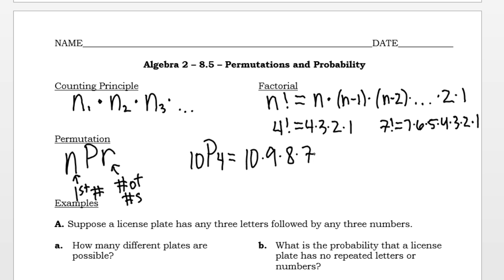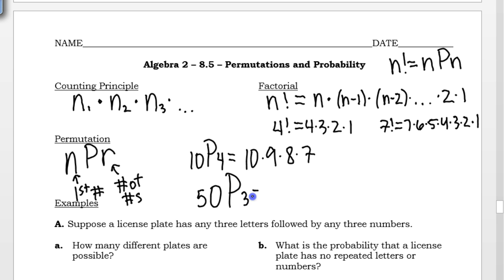So in a sense, a number factorial is the same as nPn, where you're starting at the number it tells you to start at, and you use all of the numbers. I'll do one more. How about 50P3? That would be 50 times 49 times 48. So the number to start with, how many numbers you use, count down.